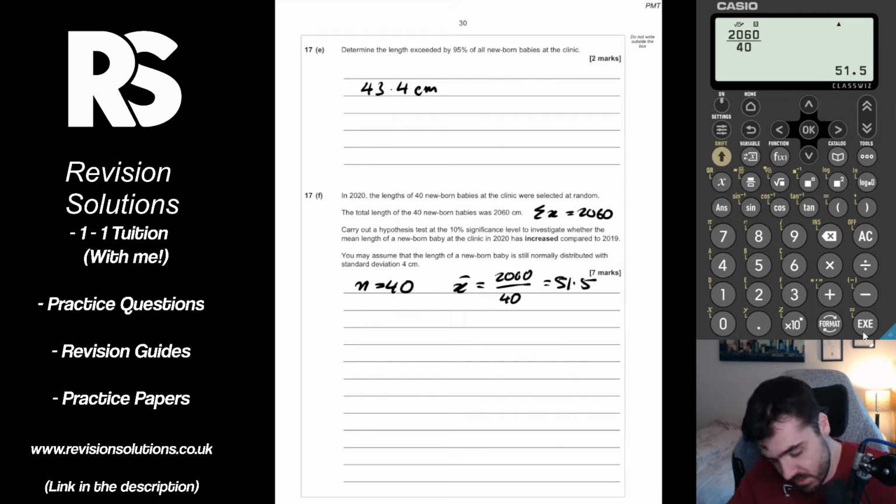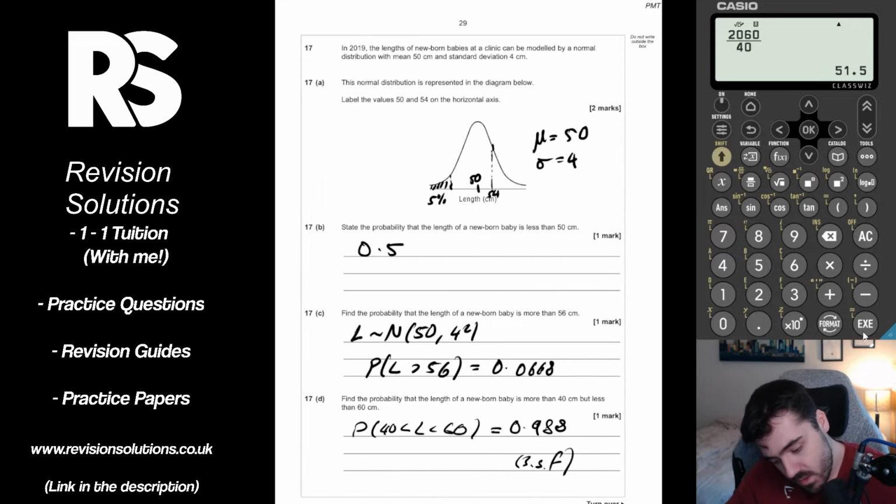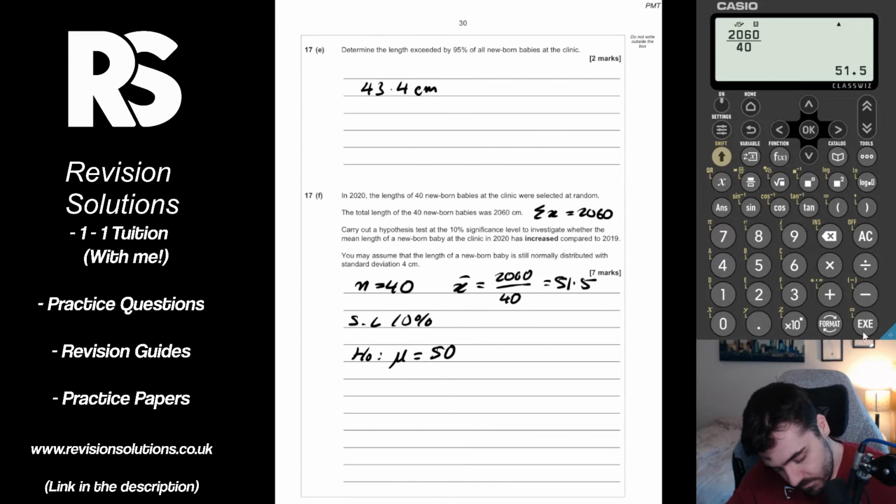And then it says carry out a hypothesis test at the 10% significance level to investigate whether the mean length of the newborn baby at the clinic has increased. So that's a one-tailed test, right, guys? So H0 would be assuming the mean has not changed at all, so the mean we had before, which was 50 centimeters, and then the alternative hypothesis is that mu is greater than 50 centimeters.